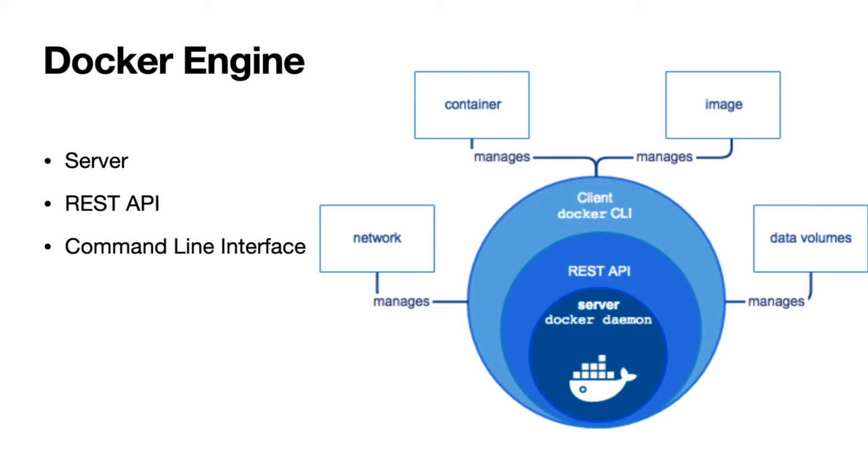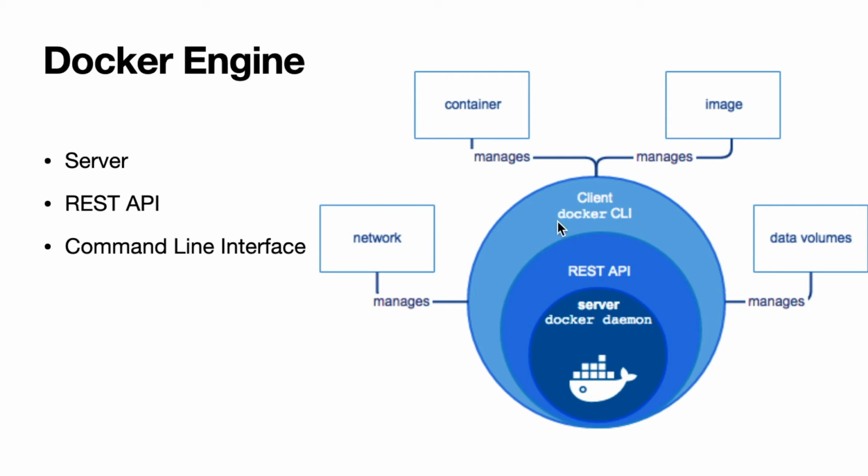Server, which is a type of long-running program, and we call it Docker daemon. Next is a REST API, which signifies interfaces that a program can use to talk to the daemon and instruct it what to do. And the last we have is the command line interface, which we call a client. The CLI uses the Docker REST API to control or interact with the Docker daemon through direct CLI commands. Docker daemon is the one which creates and manages Docker objects such as images, containers, networks, services, and volumes.